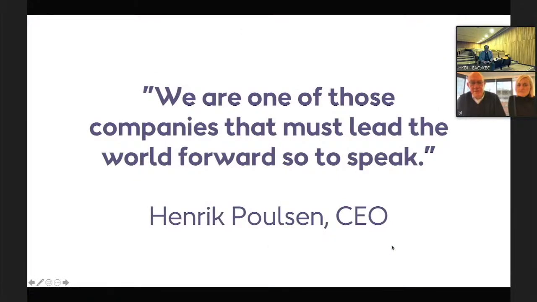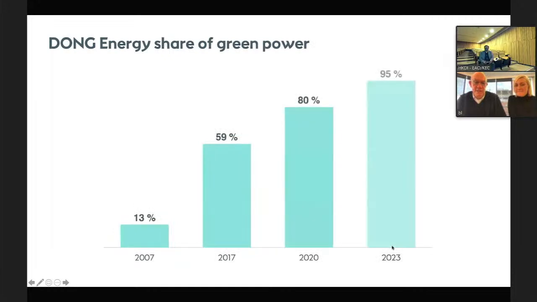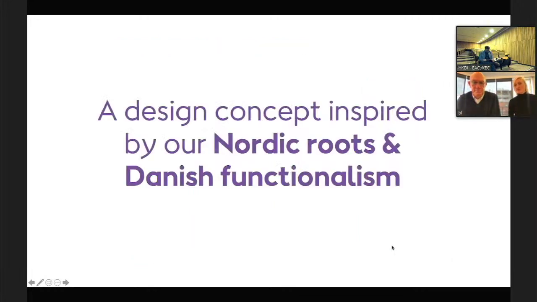The CEO had this ambition to say that we are one of those companies that must lead the world forward, so to speak. Therefore they lowered their CO2 emissions over quite a few years, and likewise increased the share of green energy. This is what we mean when we say that the business strategy should be reflected when we do a brand exercise, because if the business strategy of changing from black to green energy sources wasn't actually in place, you can't have a brand that claims to be green and sustainable. So this really showcases how important it is to have the business strategy with you.